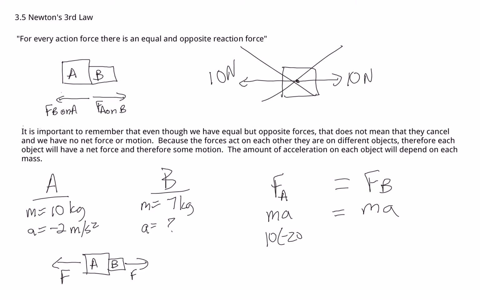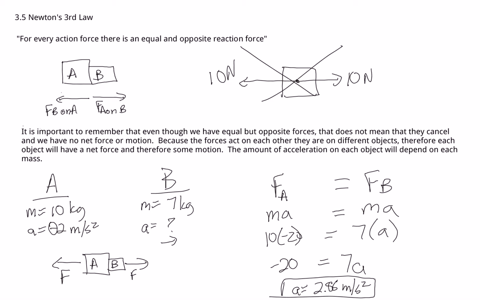So 10 times -2 will equal 7 times whatever its acceleration would be. So we'd have -20 equals 7A. We don't really have to worry about the negative because we know they're in opposite directions anyway, and that's all the negative is telling you. So if you do 20 divided by 7, that gives you an acceleration of -2.86, and the negative, like I said, just means opposite direction. Quite often with these ones we'll just ignore the negative signs, because we know that originally the negative just meant it was going to the left. Obviously B is going to go to the right. So you can see the lighter object's going to have more acceleration, and the heavier object's going to have less, which totally makes sense.